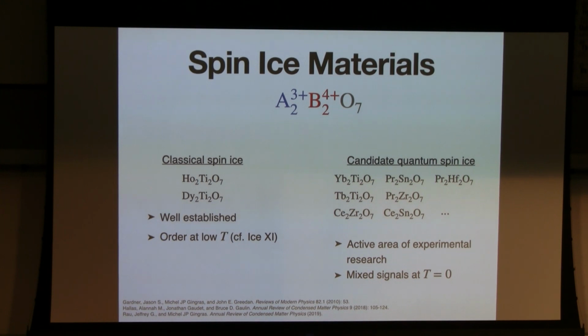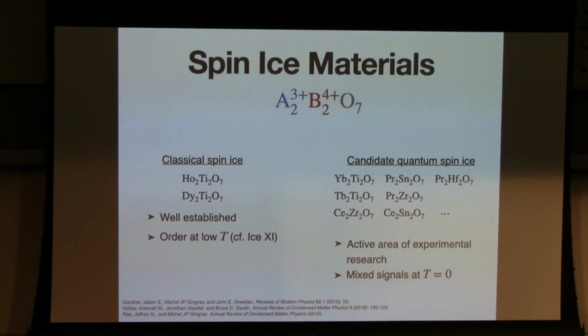Then there's a bunch of what are known as candidate quantum spin ice materials. I've listed a bunch of them here: ytterbium titanate, praseodymium stannate, praseodymium hafnate. There's a lot of them. They go in and out of fashion in terms of how good a candidate they are, or whether they're doing something else at very low temperature. There are reasons for that, which hopefully will become clearer as we go. For the rest of my talk, I'm not going to care so much about particular materials, but there are lots of them, and hopefully you'll see some of the things I'm going to tell you about next.